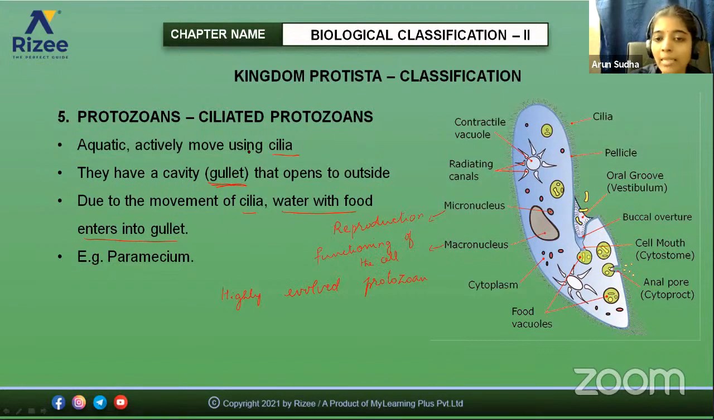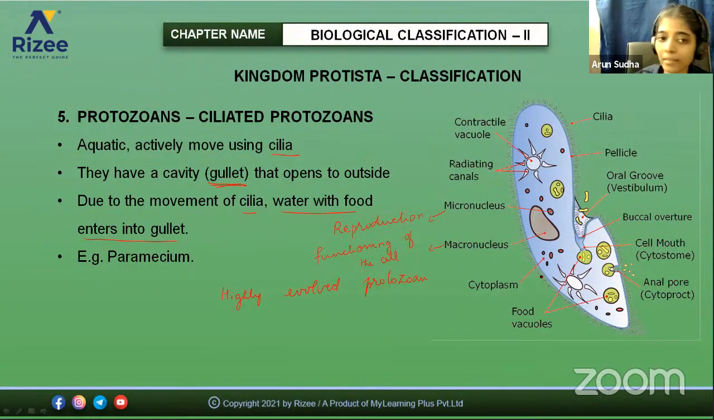These are about the ciliated protozoan, and here they also have the contractile vacuole. In all these organisms, the contractile vacuole is mainly responsible for osmoregulation, that is, maintaining the fluid and electrolyte balance of the body. So these are about the ciliated protozoan.